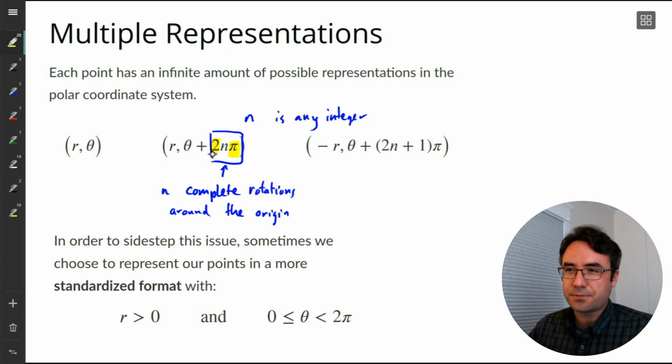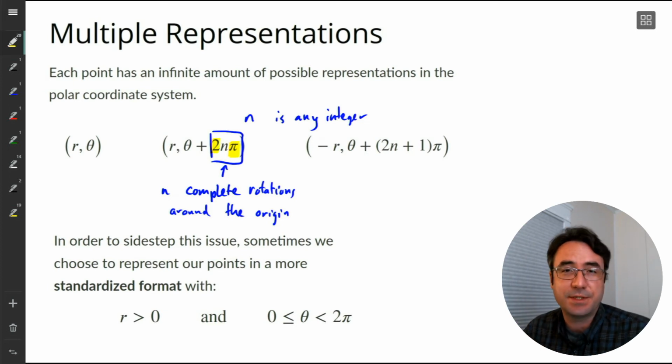So we can really represent this point r comma theta. We can just add or subtract as many copies of 2 pi as we want. And it changes the polar coordinate representation, but we're still at the same point. So we're just going around the circle and we end up back where we started, essentially.